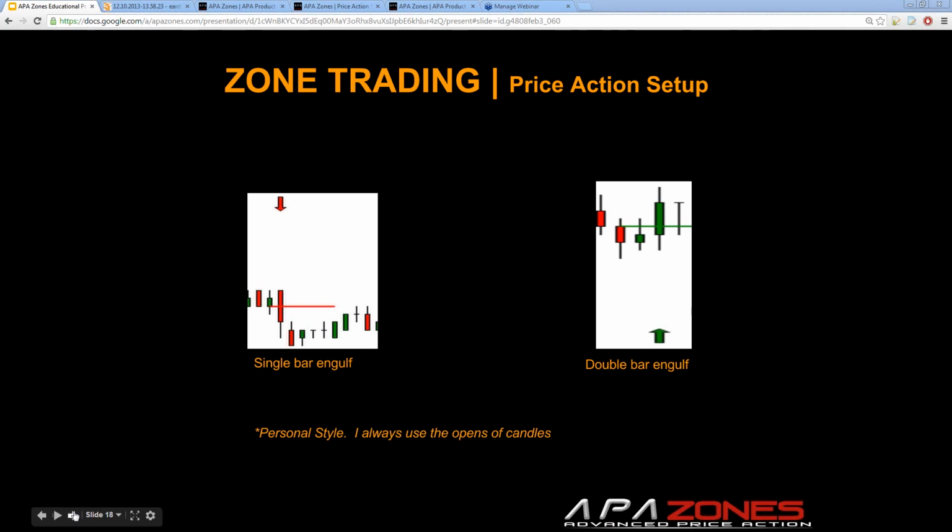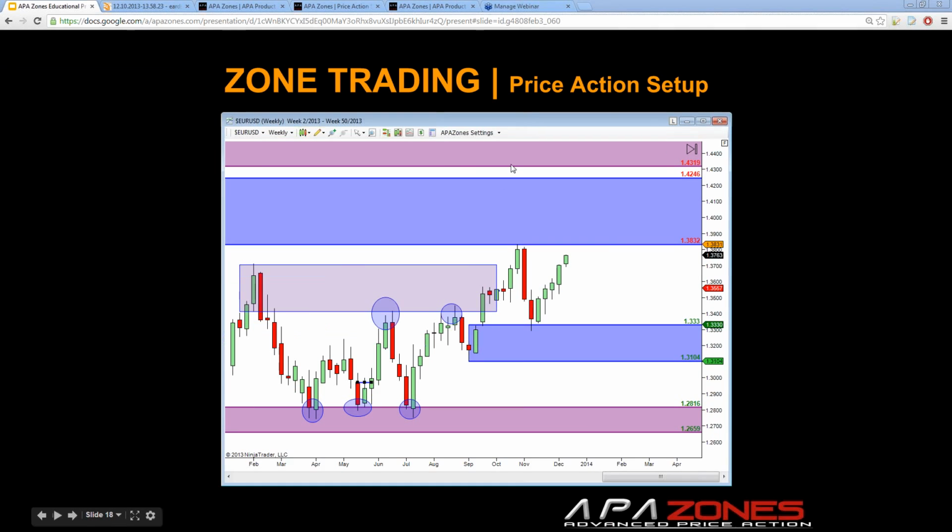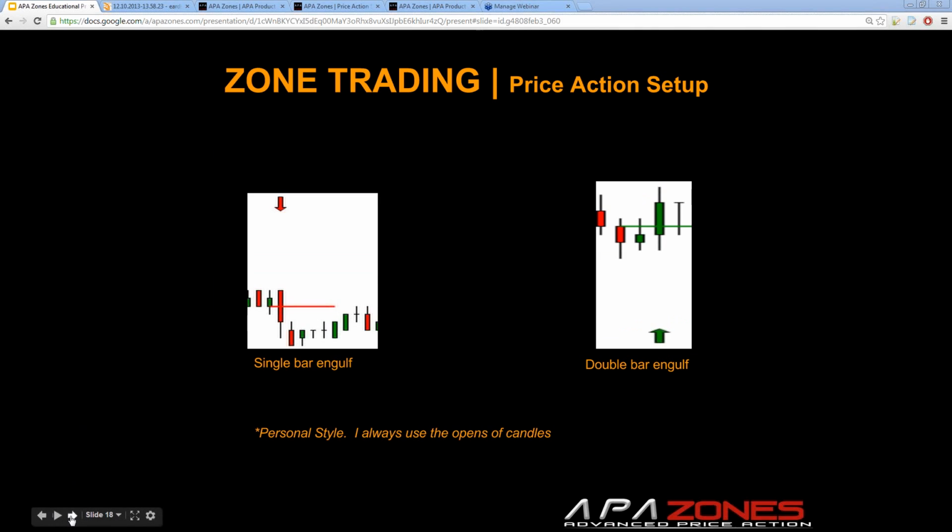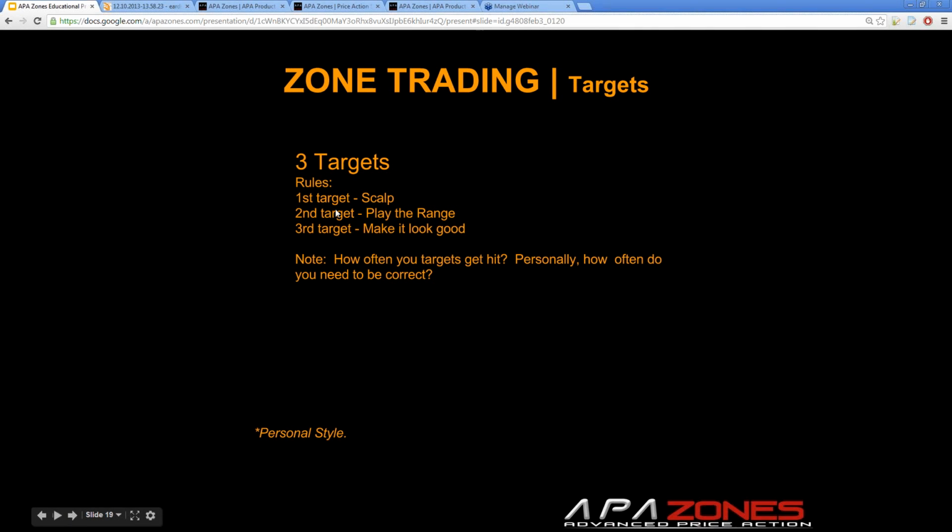Anyway, that's the basic idea that I like to use when entering into a trade. I use the zones to enter, and I also use the zones for my targets. So buy low, sell high, right? That's the idea. Now, for me personally, this is just my personal style, but I can sum up my target rules as: my first target is a scalp, my second target is I like to play a range, and my third target is, well, I just like to make it look good. That's what I look for in each trade, and that's just how I do it.